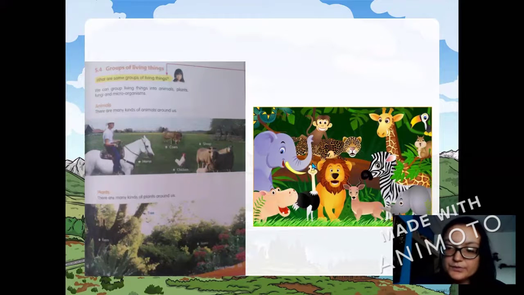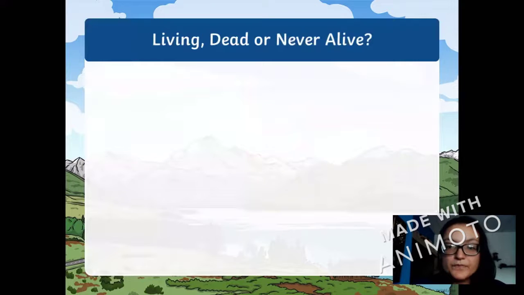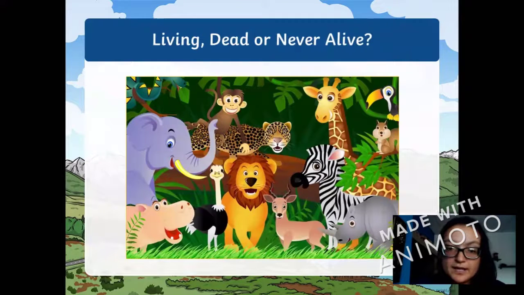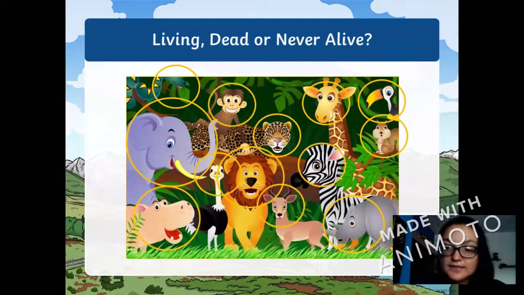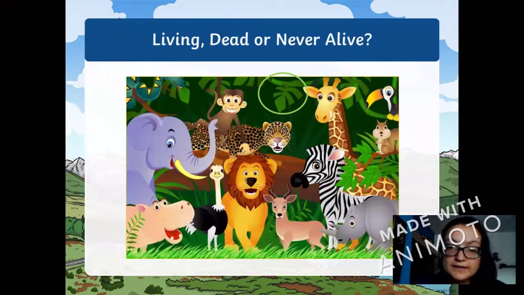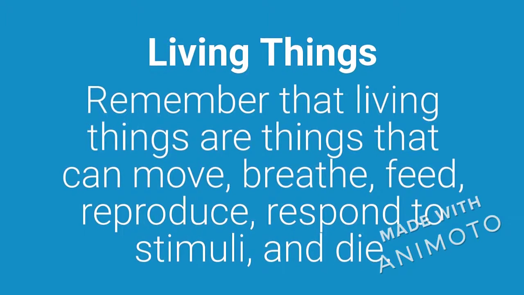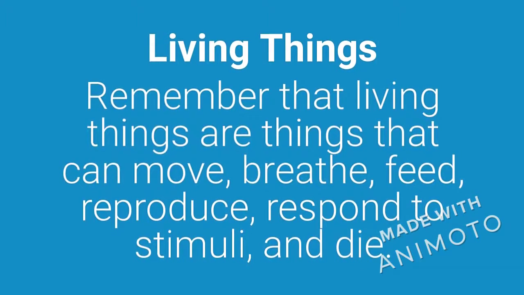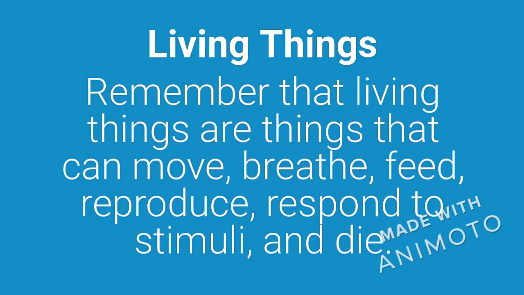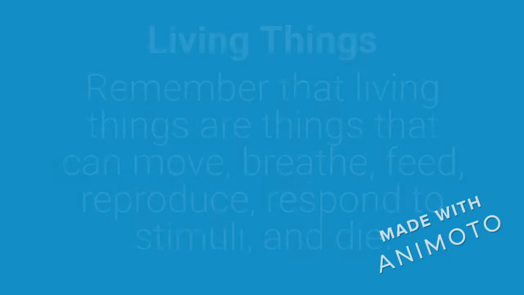So as you can see here in this picture, we have the animals, and the ones that are in yellow are the animals. We have the elephant, monkey, zebra, giraffe, and the other ones. And we have the plants, as you can see, the ones in green that are showing up. So remember that living things are things that can move, breathe, feed, reproduce, respond to stimuli, and die.